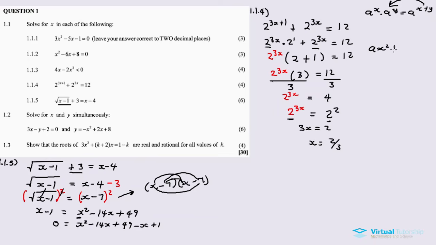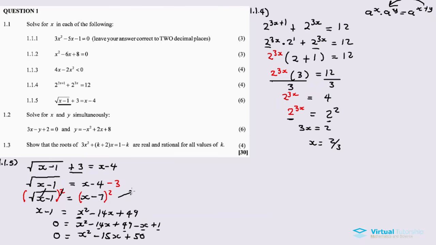A quadratic equation must be expressed in its standard form, right? ax squared plus bx plus c equal to 0. So that's what we achieve here. The 14x and the x are like terms, the 49 and the 1 are like terms. So we end up with x squared minus 15x plus 50, and then you can use the quadratic formula, or I will use the factoring method. So let's do this.